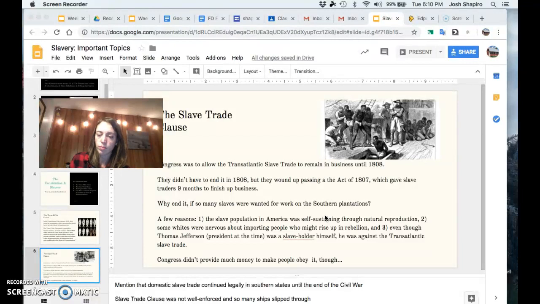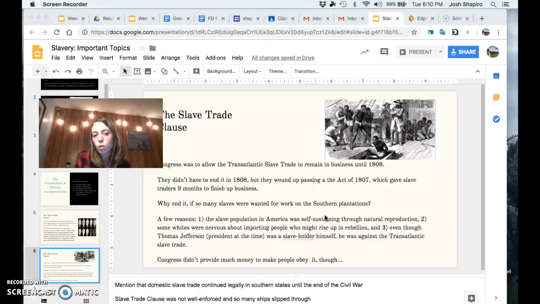The second reason, some white people were starting to get nervous about the numbers of black people as compared to white people in southern states. And they were afraid that there might be more rebellions or things like that because there were a bunch of rebellions that went on that really scared some of the slaveholders. So they said, man, maybe we shouldn't import that many people anymore because we shouldn't try to be too outnumbered here.